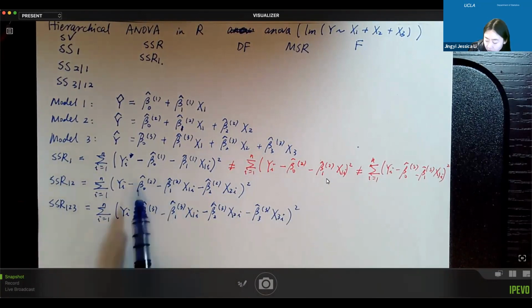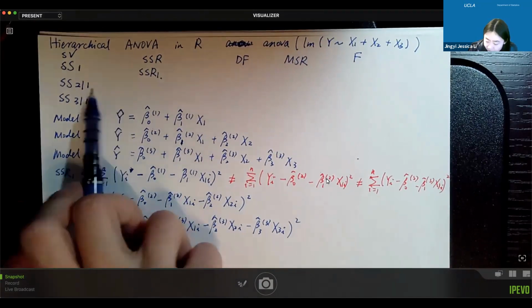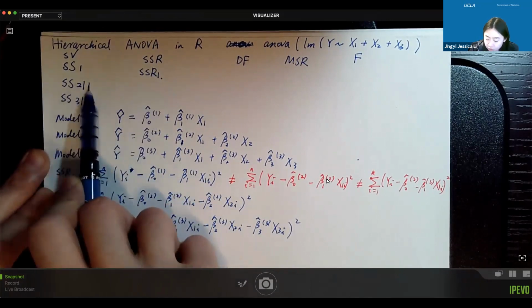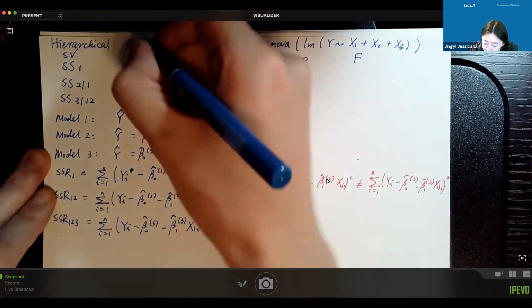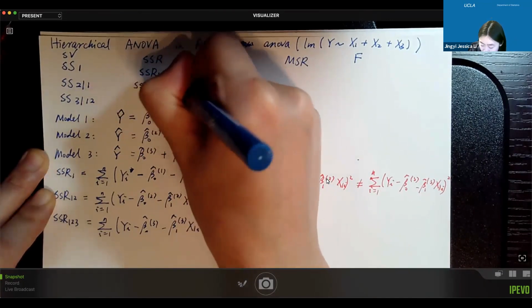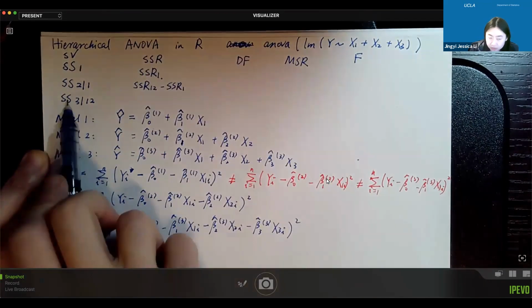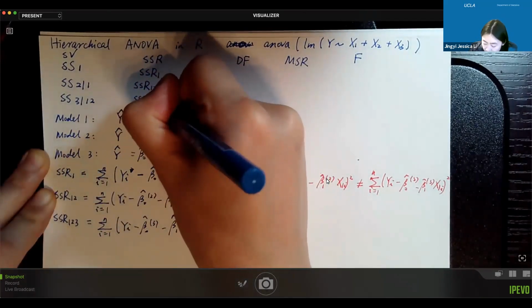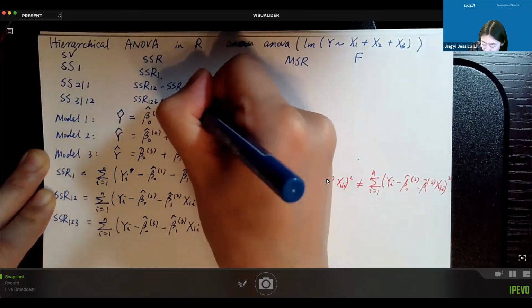So in other words, whenever we have the model, we are going to use the fitted coefficients for the model that includes the predictors we are interested in. Therefore, SSR1 is just this. And then for the 2 given 1, it will be defined as SSR1,2 minus SSR1. And for the last one, it will be SSR1,2,3 minus SSR1,2.